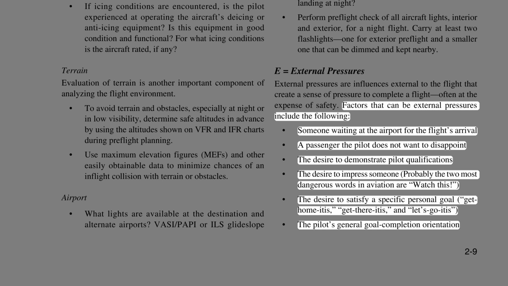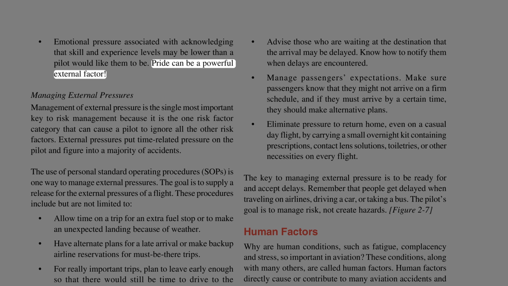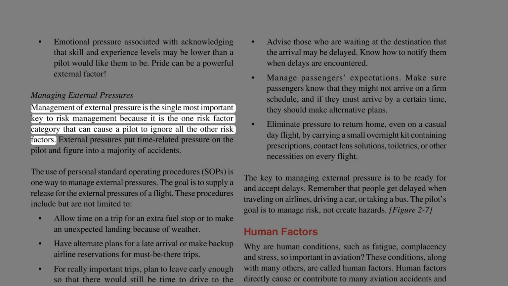The pilot's general goal completion orientation. Emotional pressure associated with acknowledging that skill and experience levels may be lower than a pilot would like them to be. Pride can be a powerful external factor. Managing external pressure. Management of external pressure is the single most important key to risk management, because it is the one risk factor category that can cause a pilot to ignore all the other risk factors.